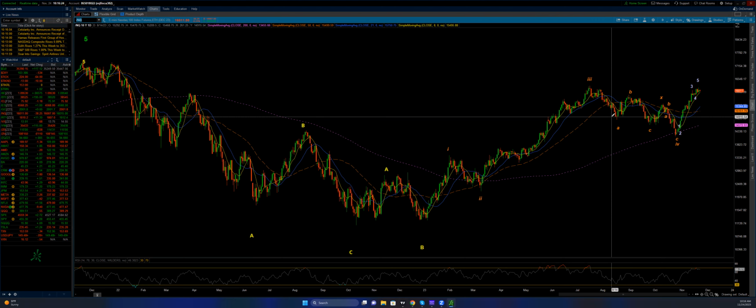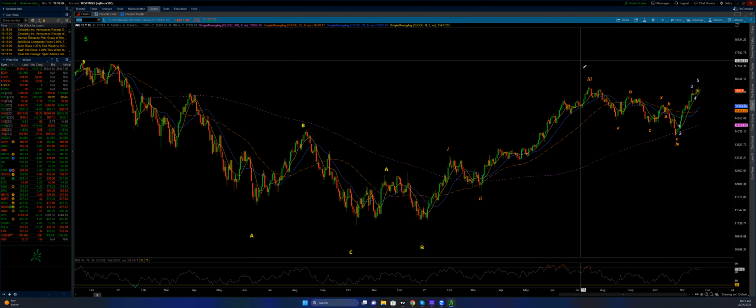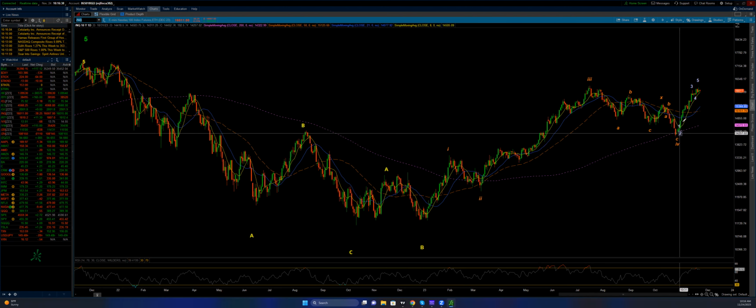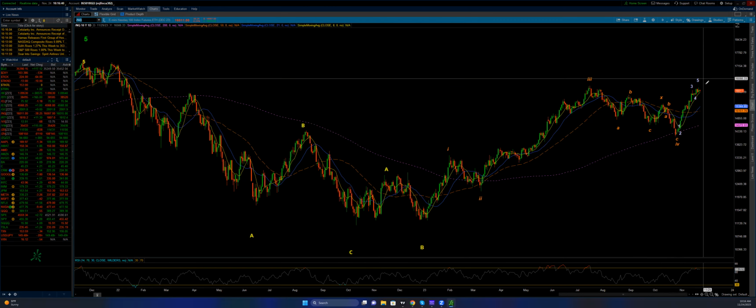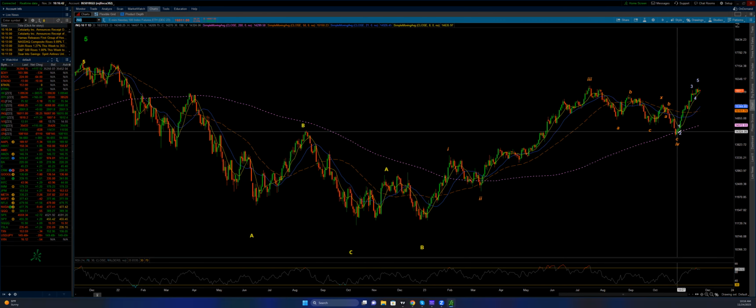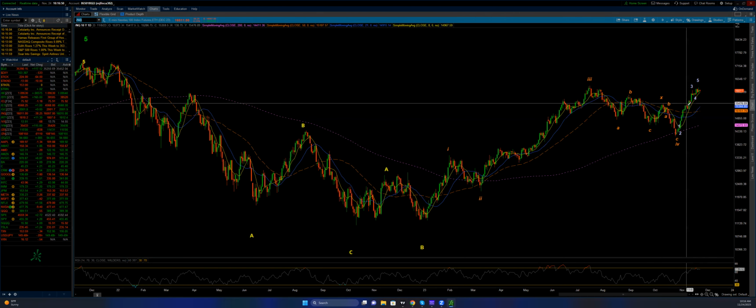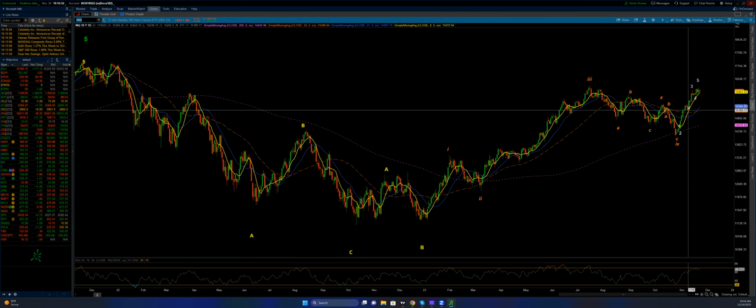And this diagonal triangle that I had labeled as such, and put an intermediate wave 1 down there, actually still is valid. Now, what changes it is the intensity of this move. And even as a wave, intermediate wave 2, it has not broken any rules, nor has it really even broken pattern.